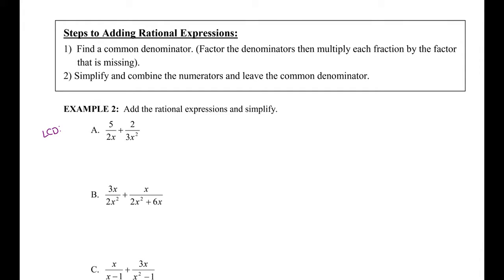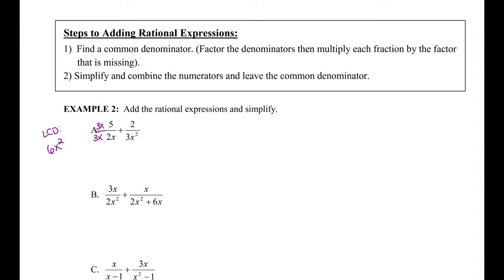And your least common denominator is going to be the smallest factor that both of the current denominators will multiply into. So 2 and 3 both go into 6, and x and x squared both go into x squared. So my least common denominator is going to be 6x squared. So in order to turn 2x into 3x squared, I'm missing a 3x, which means on the left side, I'm going to be multiplying by 3x over 3x.